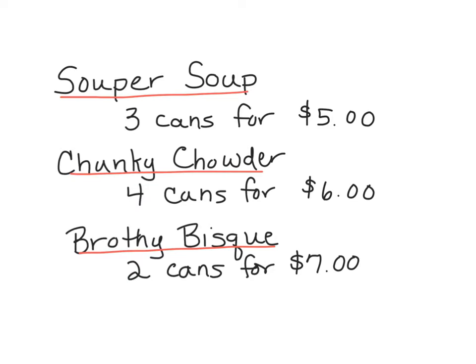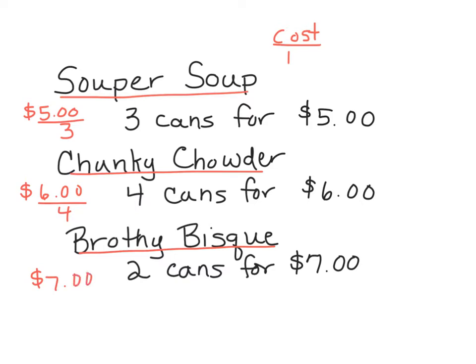So I can tell that by comparing their unit rates. Unit rates means their cost per one. And this is really just a division problem. This would be $5 divided by 3 cans. This would be $6 divided by 4 cans. And for our brothy bisque, we're paying $7 for 2 cans. And I divide those out. I take my calculator, I'm reaching over to get my calculator, and I divide those out.